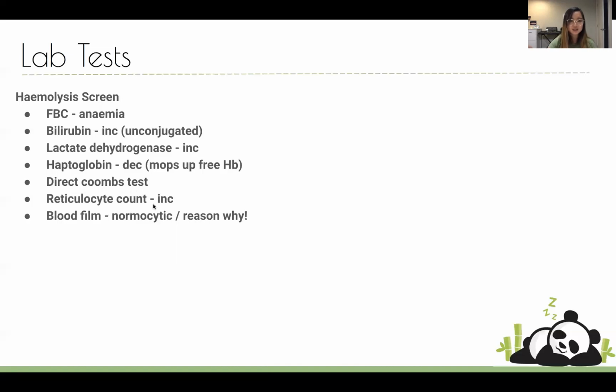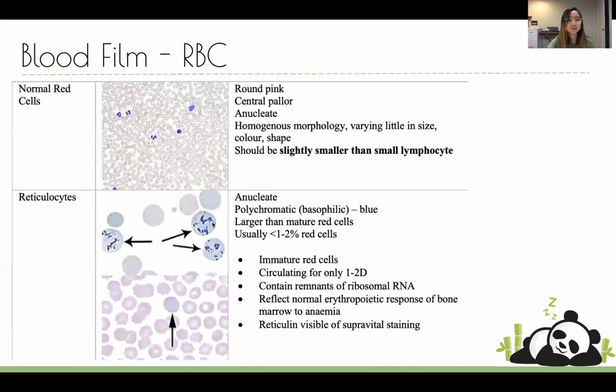Your reticulocyte count will increase because your blood cells have decreased. So you're like, oh, I've got to make more. So you have more immature ones, and then you have a normocytic anemia on blood film, or it'll show you the reason why. It'll show you the weirdly shaped cells.